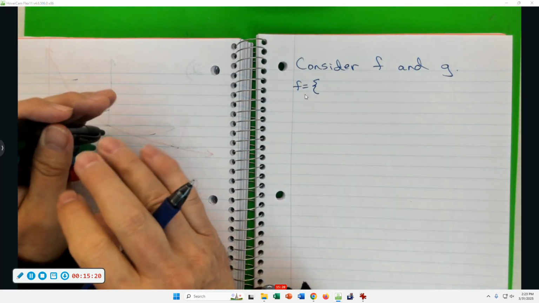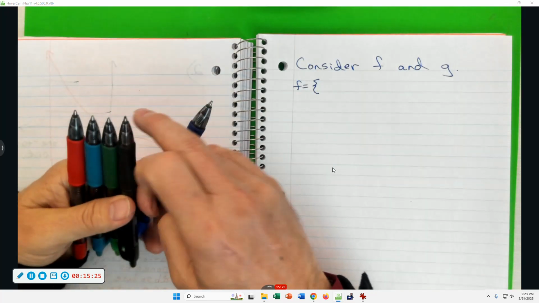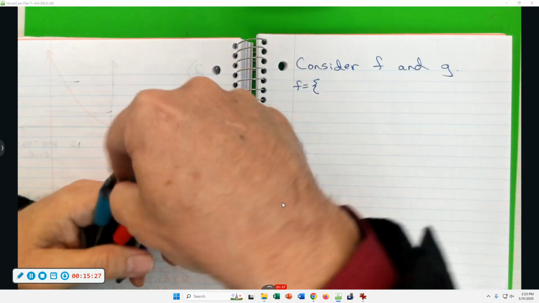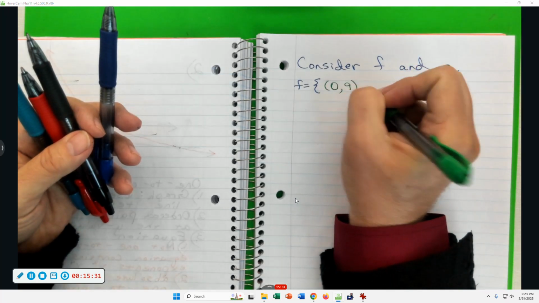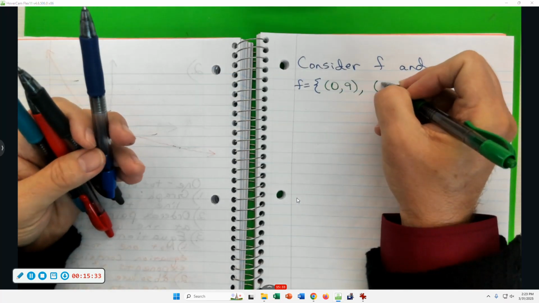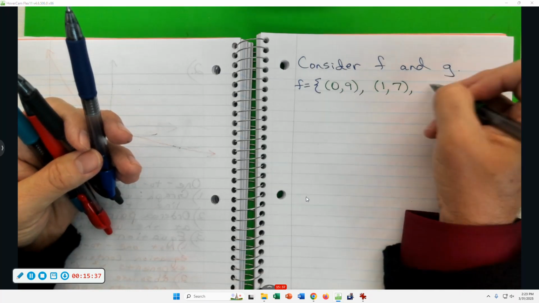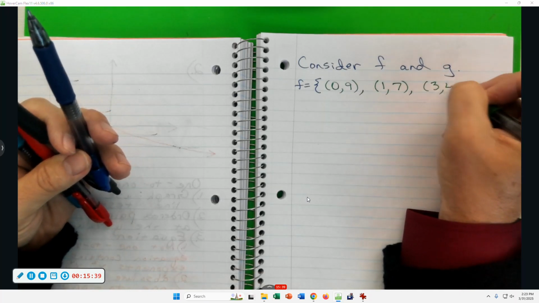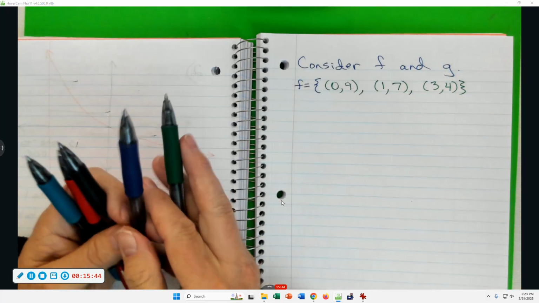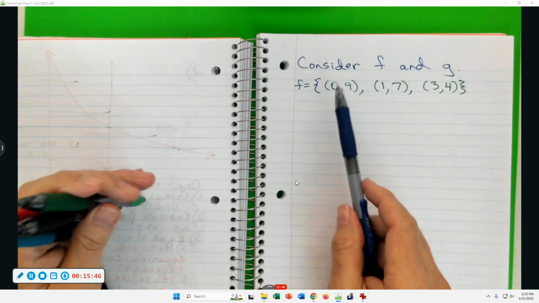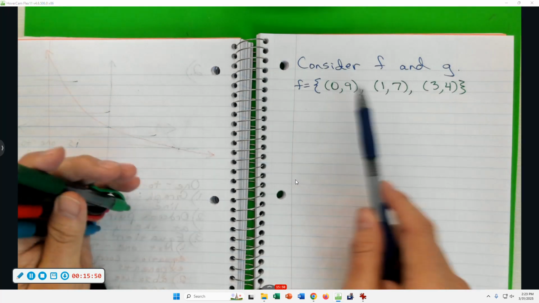Now, I'm going to make it with just three ordered pairs. Let's say f has (0, 9), (1, 7), and (3, 4). And I think you'll agree this is a function. Notice there's no repeated x values. So f is a function.